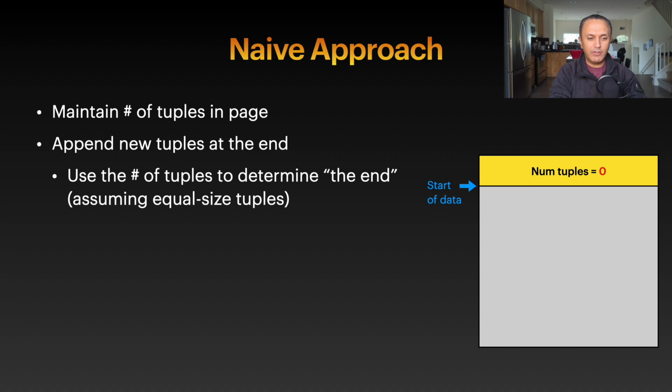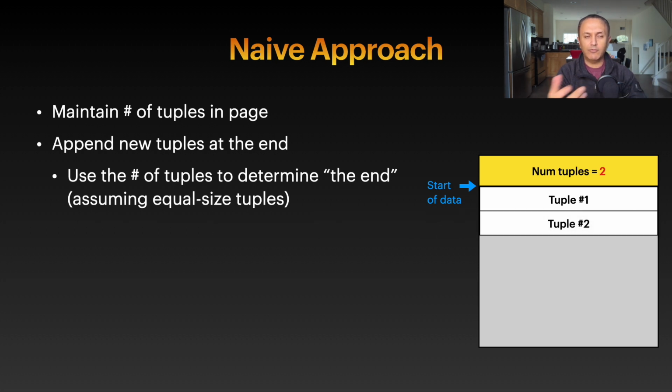As an example, now we're starting with an empty page, so the number of tuples equals 0. If we want to add one tuple, we're going to add it at offset 0. And now the number of tuples is 1. The next time we want to add a tuple, it is going to be at offset 1 multiplied by the tuple size. So we add it here and we update the number of tuples to 2, and so on and so forth. This approach is simple. It works as long as we have tuples of the same size, but there are some challenges.